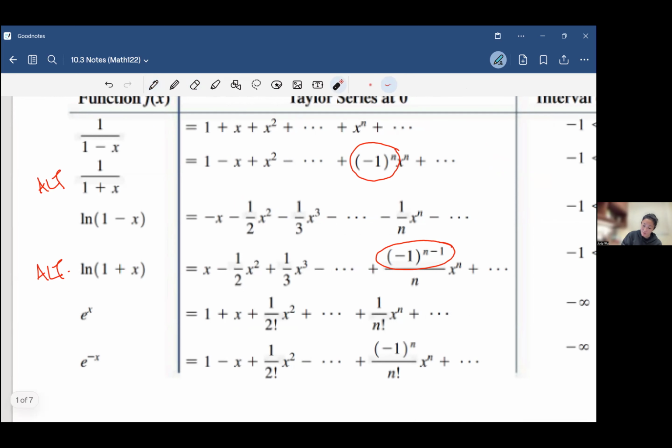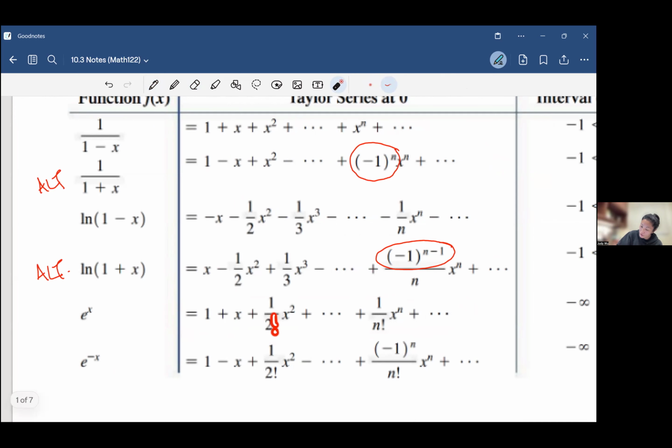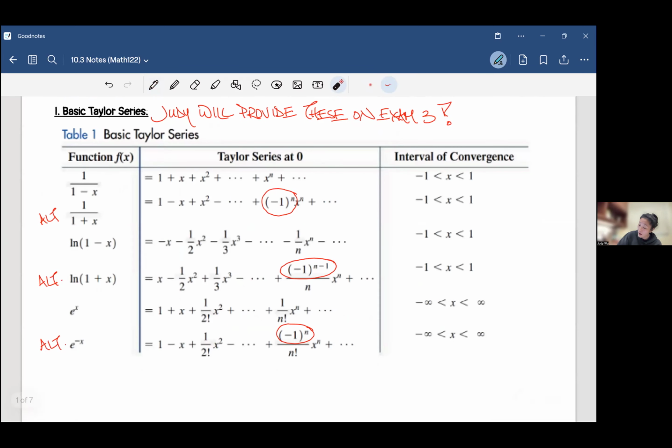Last but not least, we've got e to the x and e to the negative x. Again, e to the x is all positive terms. Don't forget about those factorials on the bottom. And then our e to the negative x is another case of our alternating series, and we see that -1 to the n term. Of these 6 key ones that we tend to see a lot, only the exponential ones are converging everywhere. The other 4 only converge between -1 and +1.